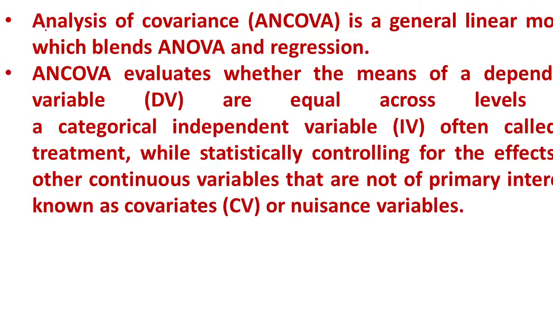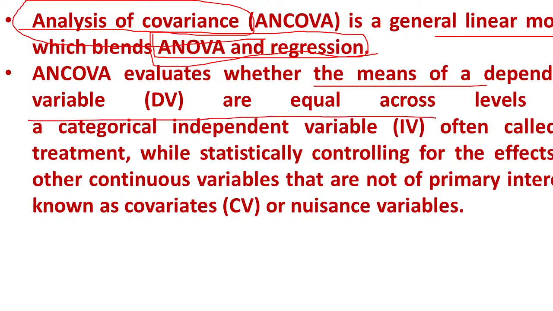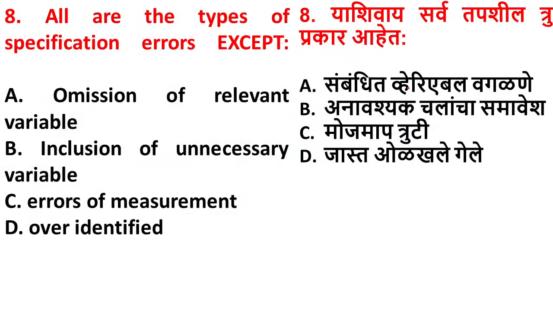So ANCOVA, the full form is analysis of covariance. It is a general linear model which blends ANOVA and regression. Yes, please remember it. ANCOVA is going to combine both ANOVA and regression. ANCOVA evaluates whether the means of a dependent variable are equal across the levels of a categorical independent variable. Please remember it.